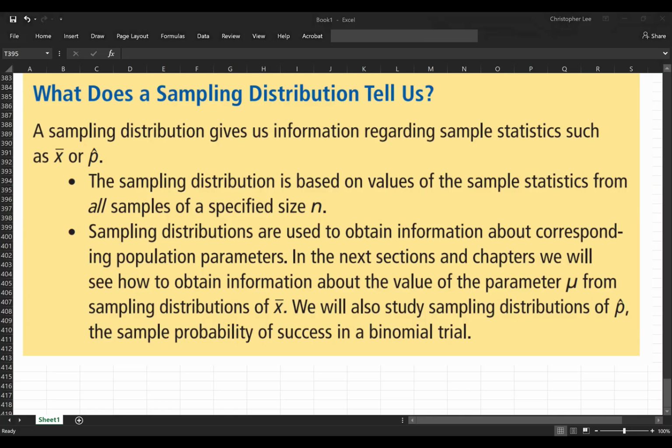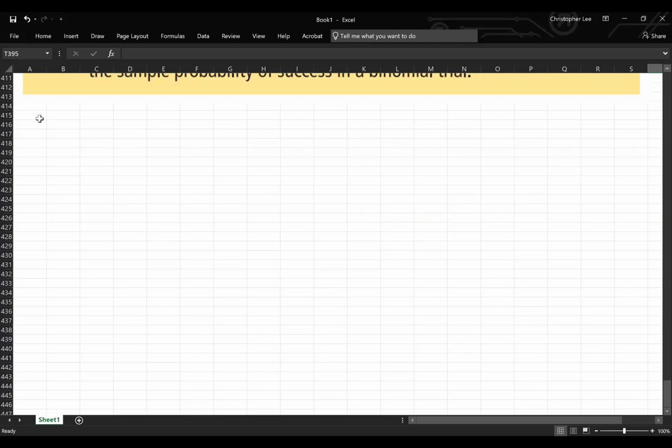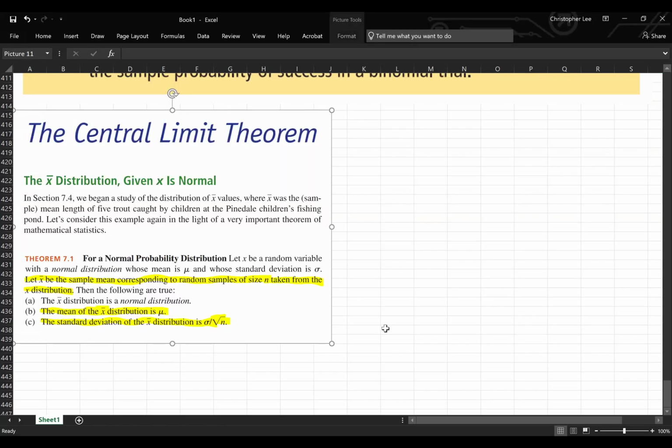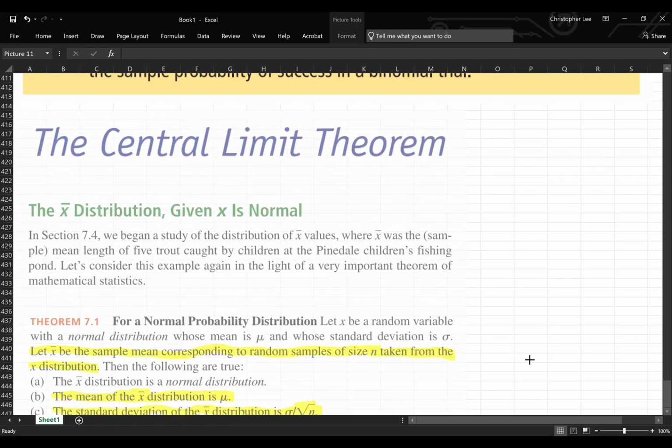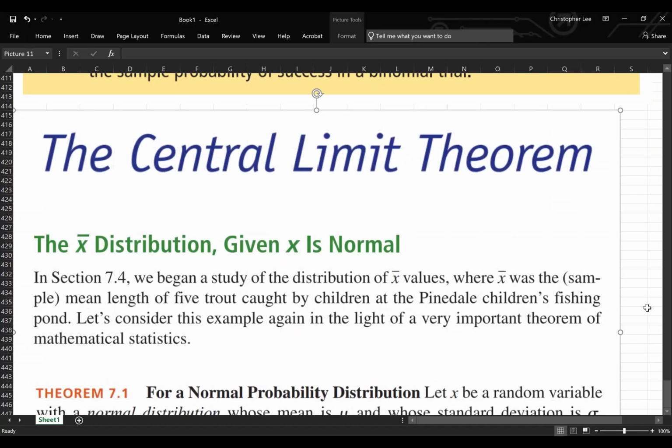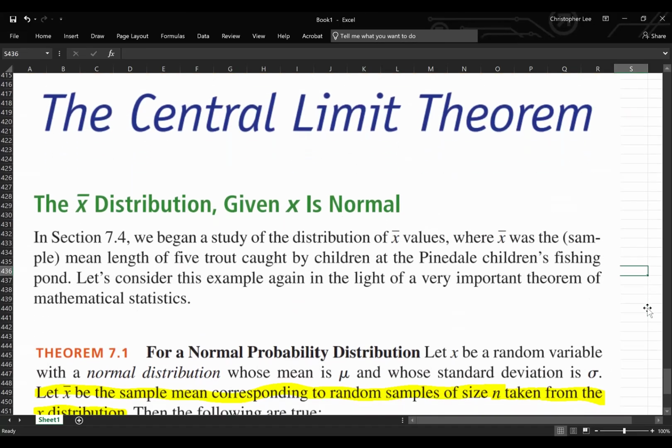Now I want to get into the good stuff. This is called the central limit theorem. This is going to help us out. By the way, homework for this section has already been posted. You guys might have looked at it already. That's fine.